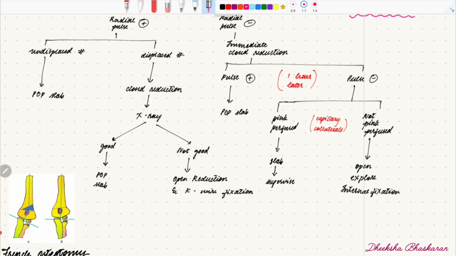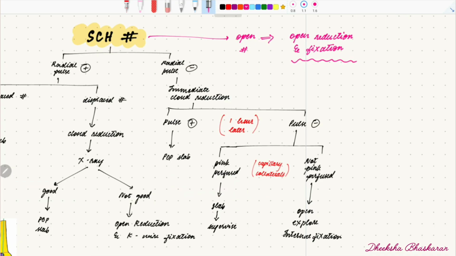You take an X-ray a week or two later, and then you see if the segments are healing. If there's good healing, then you continue the POP slab and then mobilize the elbow later on. If you see that the fracture segments are not healing well, that means you should carry out an open reduction with K-wire fixation. Now, if the radial pulse is absent, you carry out immediate closed reduction.